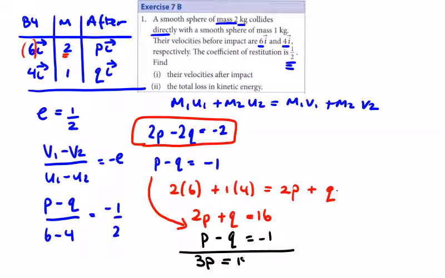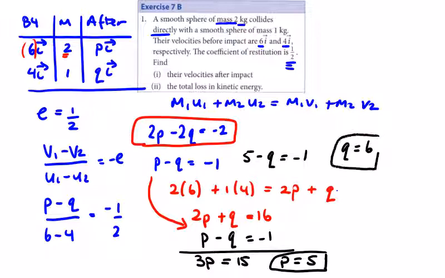So p minus q equals minus 1, and if we add the two equations together, we're going to get 3p is 15, so p is equal to 5. And if p is equal to 5, up here we're going to get 5 minus q equals minus 1, so q would be equal to 6. So the velocities afterwards are going to be 5i and 6i. Second part of the question, the total loss in kinetic energy.